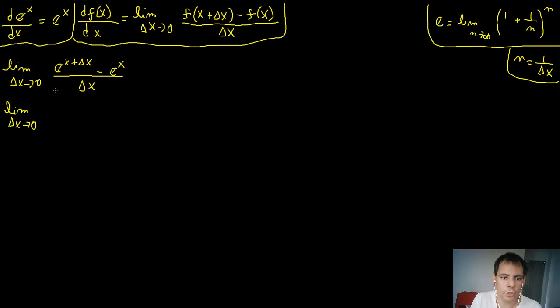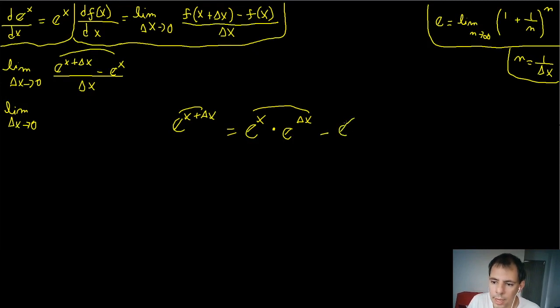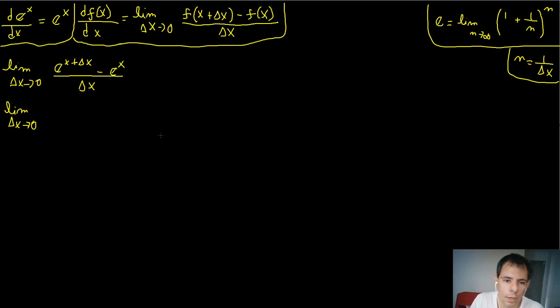What is e to the x plus delta x? We can transform this: e to the x plus delta x equals e to the x times e to the delta x, right? Yes, because if you're multiplying something on the same base, you keep the base and add the exponents. So in this expression, you're going to have minus e to the x. You have e to the x here and here, so you can factor it out. This is going to be equal to e to the x times (e to the delta x minus 1), divided by delta x.